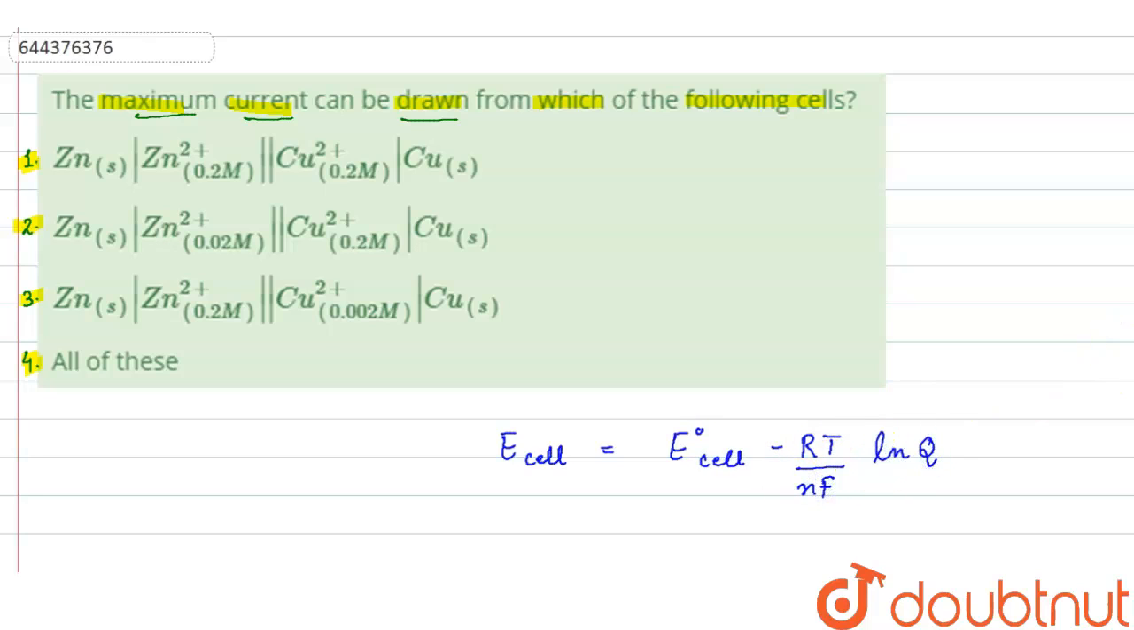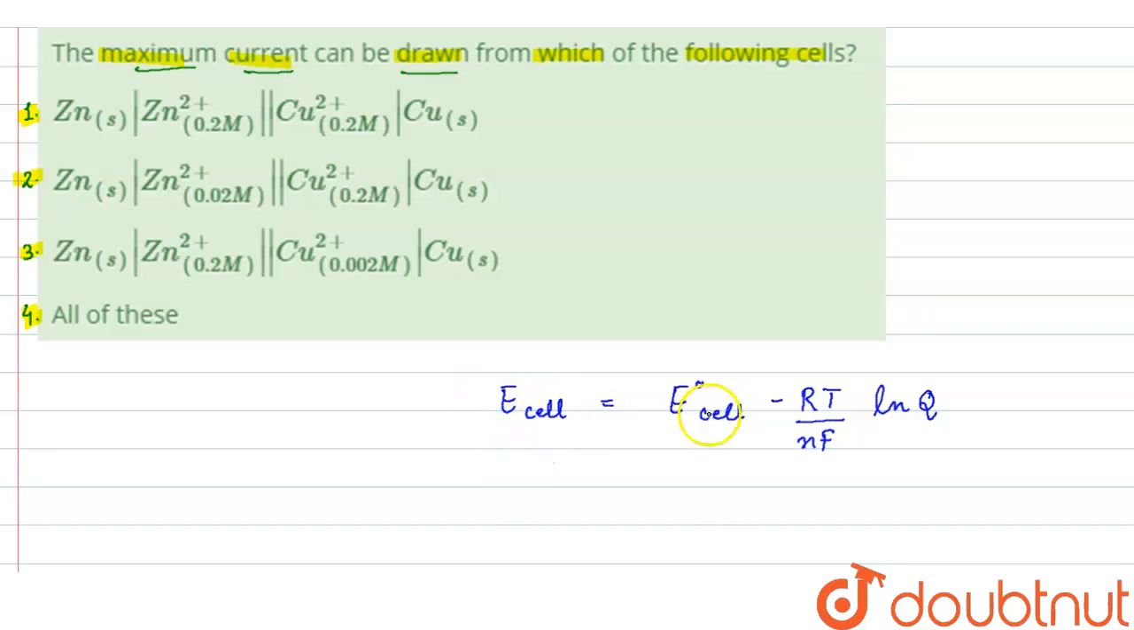This is the Nernst equation. E cell is the cell potential, E naught cell is the standard cell potential, or you can say standard electrode potential. R is the universal gas constant, T is temperature, n is the number of electrons involved in the cell reaction, F is the Faraday constant, and Q is the reaction quotient.